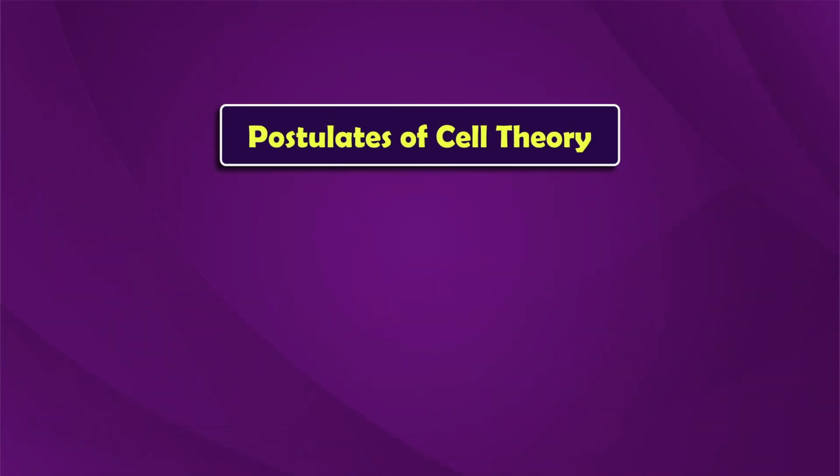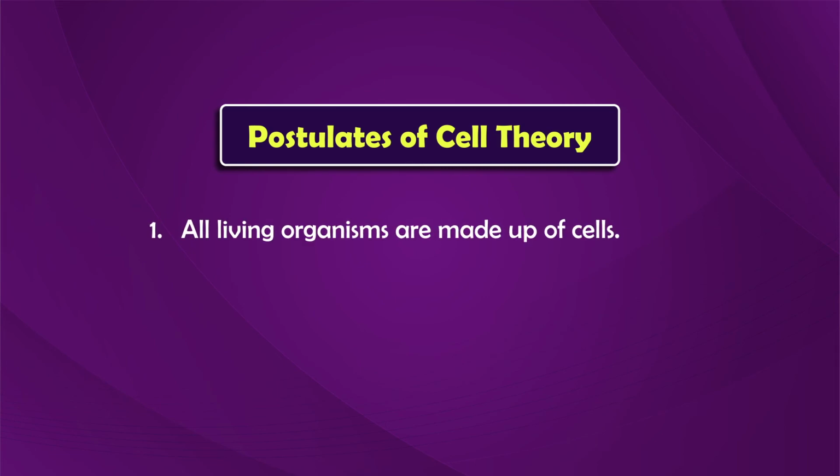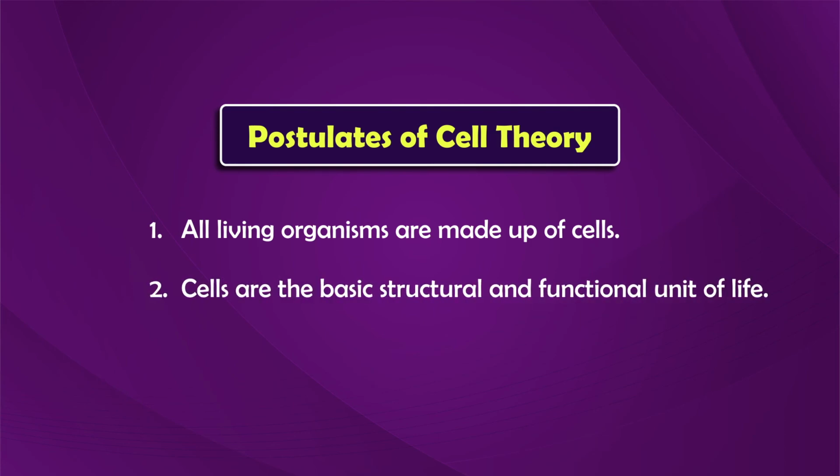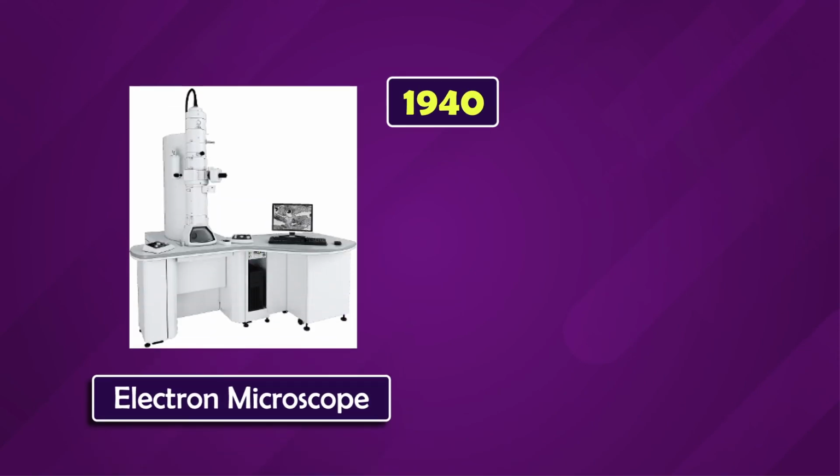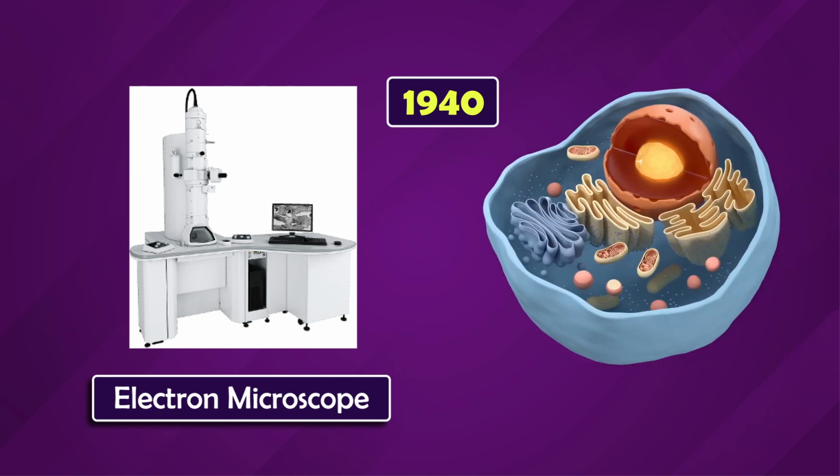Thus, we can summarize the postulates of cell theory at that time as: 1. All living organisms are made up of cells. 2. Cells are the basic structural and functional unit of life. 3. All new cells arise from pre-existing cells. In 1940, with the discovery of the electron microscope, the complex structure of a cell and its various organelles were observed and studied in detail.